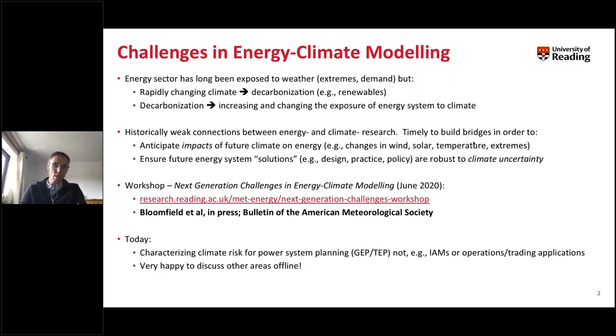Now, historically, there have been quite weak connections between these two research fields, so it seems to me very timely that projects such as this are building these bridges to start to anticipate the impacts of climate on energy into the future. So that's changing wind and solar patterns, changing extreme weather that damages infrastructure, and so on. But also, an area that often gets a little bit more overlooked is to try and ensure that when we do energy system modeling, the solutions that are produced are robust to the fact that climate is also changing.